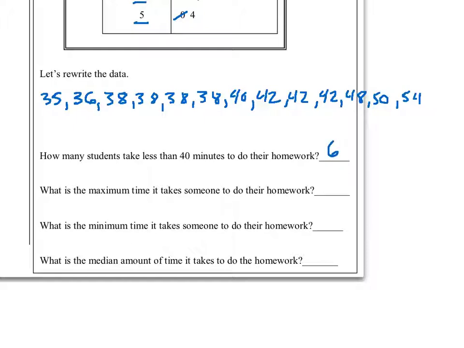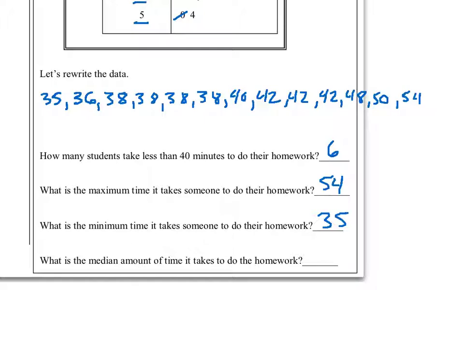What is the maximum time it takes somebody to do their homework? We know maximum. Jordan? 54. What is the minimum time it takes somebody to do their homework? Marta? 35. What is the median amount of time? This is why it's good that we went ahead and wrote it out. So let's count real quick. It should be 13 numbers.